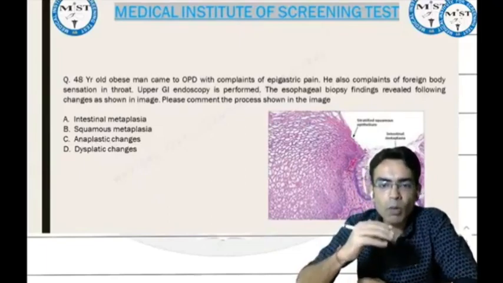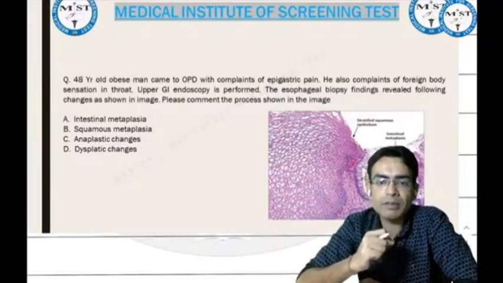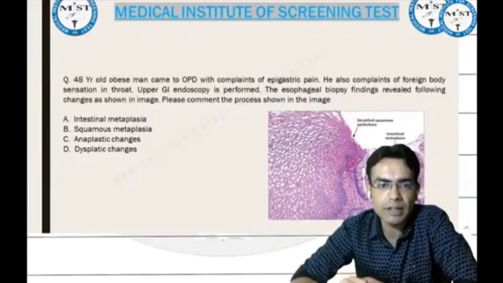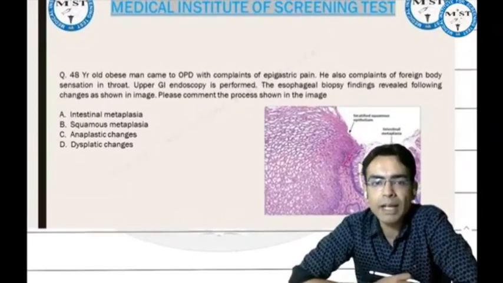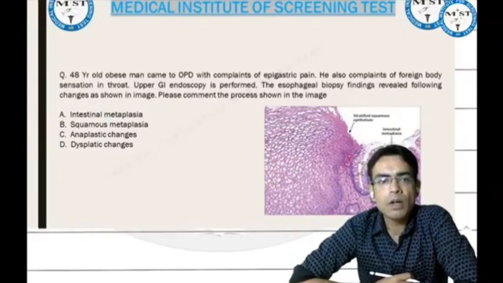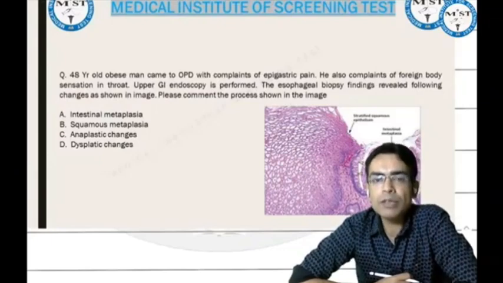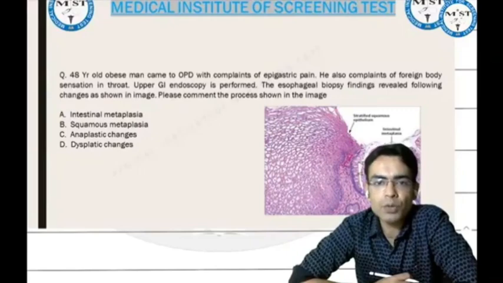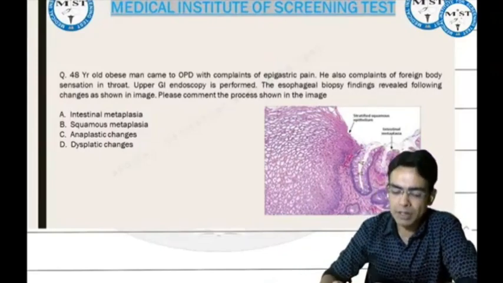But what I have intended here in these questions is that the concept remains right and the essence of the questions remains right. So if you see this question, a 48-year-old obese man came to the OPD with a complaint of epigastric pain. He also complains of foreign body sensation in the throat. Now, the examiner tells that upper GI endoscopy is done, and the esophageal biopsy taken by the endoscopy revealed the following changes as shown in the image. Please comment on the process shown in the image.